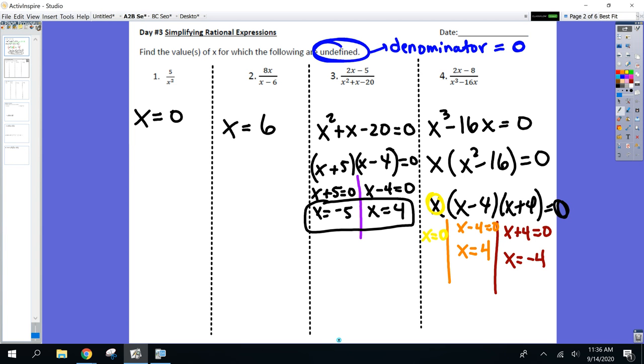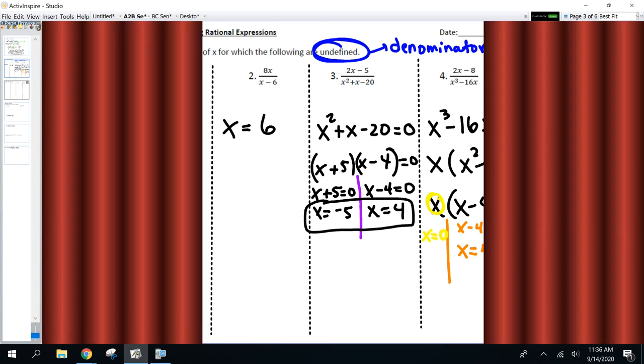I got one other topic here. By the way, we're going to split these notes into 2 days. We're not going to do all these notes today. Undefined was the first topic. Next topic, reducing a fraction that has variables in it.